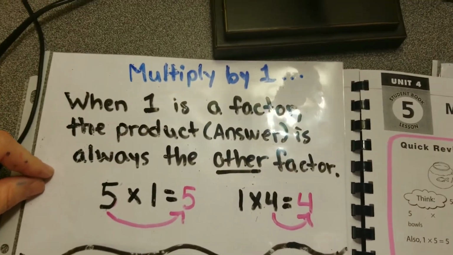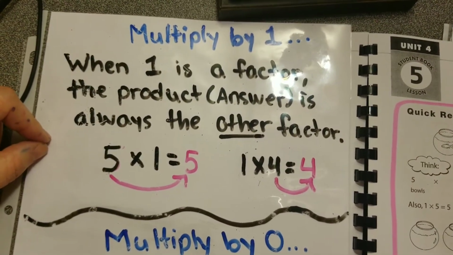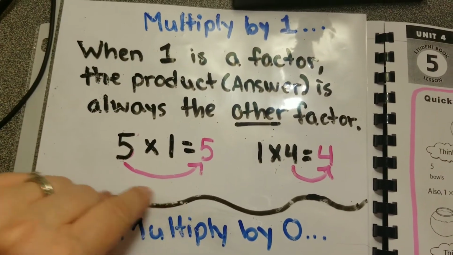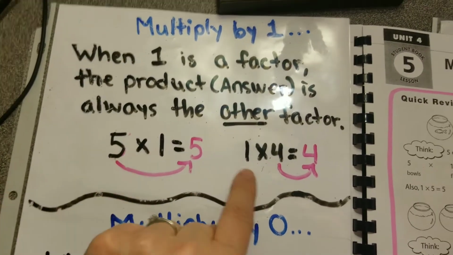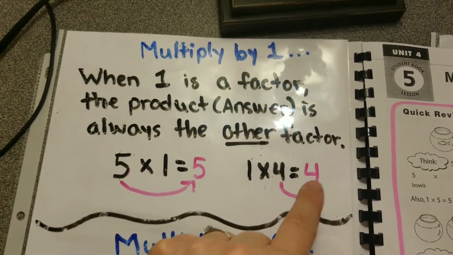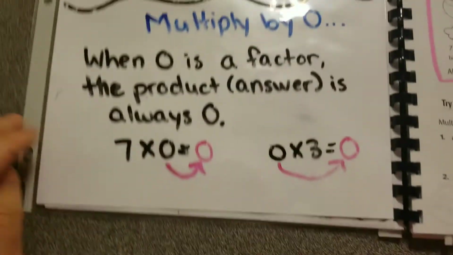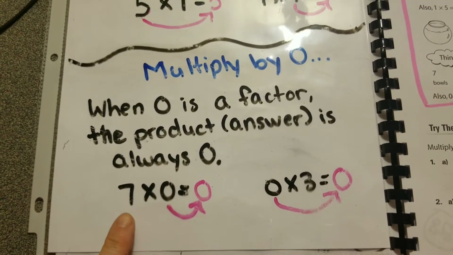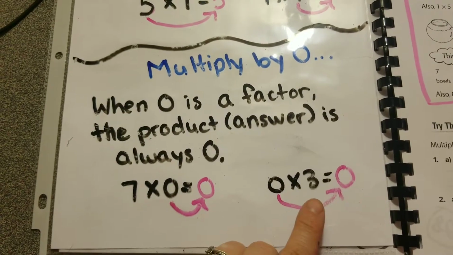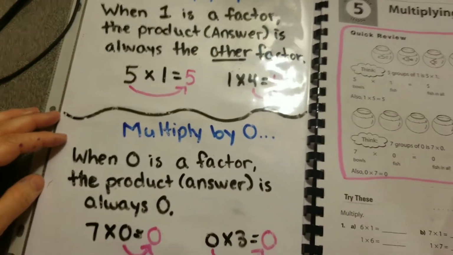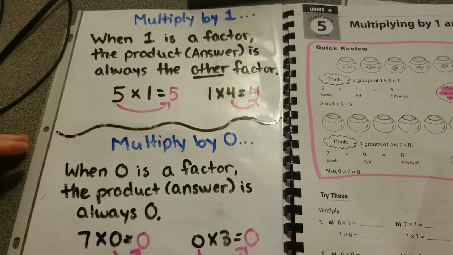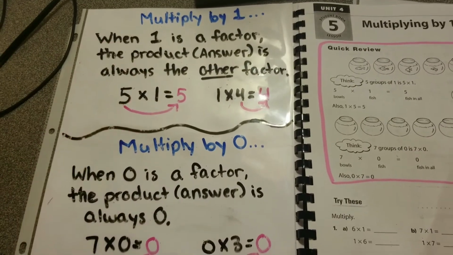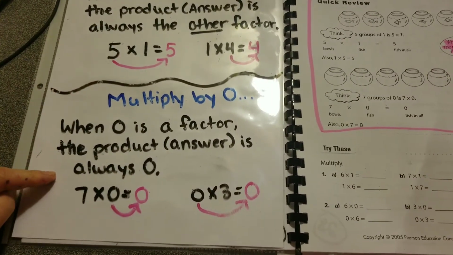Here we have our multiples of 1. When you multiply by 1, the answer is always the other factor. So 5 times 1, the answer is 5. It's always the other number. 1 times 4, the answer is 4. So it's always the other number. When you are multiplying by 0, the answer is always 0. 7 times 0, 0. 0 times 3, 0. These are two rules that will make multiplication really easy. Remember, when you multiply by 1, the answer is always the other number. When you multiply by 0, the answer is always 0.